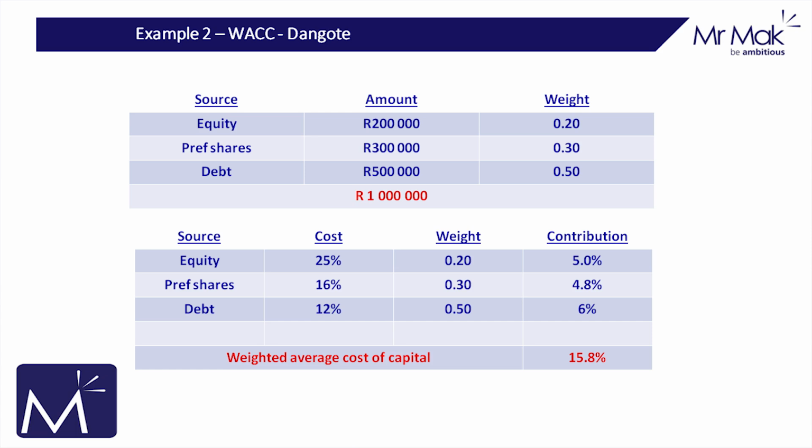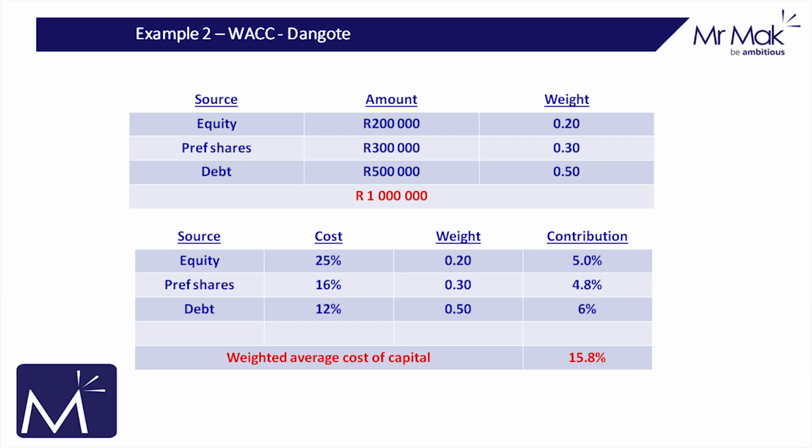There's equity of $200,000, there's preference shares equivalent to $300,000, and there's debt of $500,000. So that's a total capital base of $1 million. Firstly, we need to weight it. So again, to weight the equity, you'd simply take the total equity of $200,000 and divide it by the total capital base of $1 million. That gives you a weighting of 0.2.